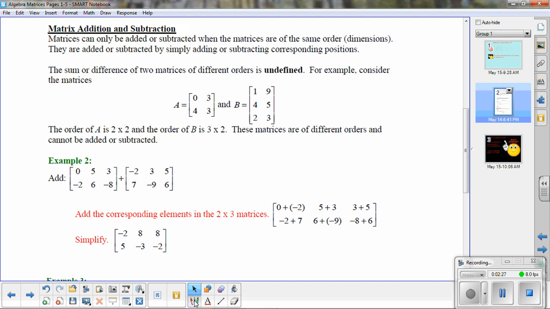Now in our next example, these two are both 2x3 matrices, so we can go ahead and add corresponding parts. So for example, 0 plus a -2 is -2. 5 plus 3 is 8. 3 plus 5 is also 8. -2 plus 7 is 5. 6 plus a -9 is -3. And -8 plus 6 is -2.